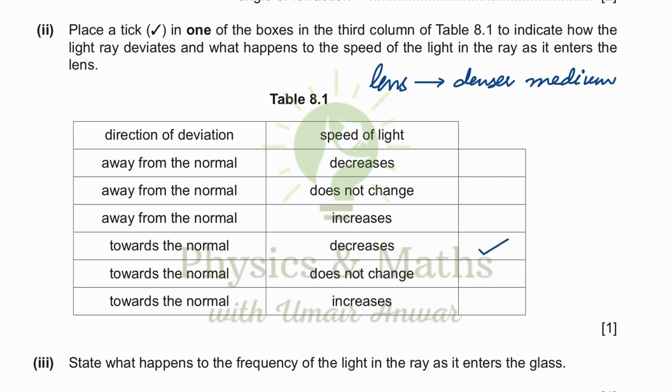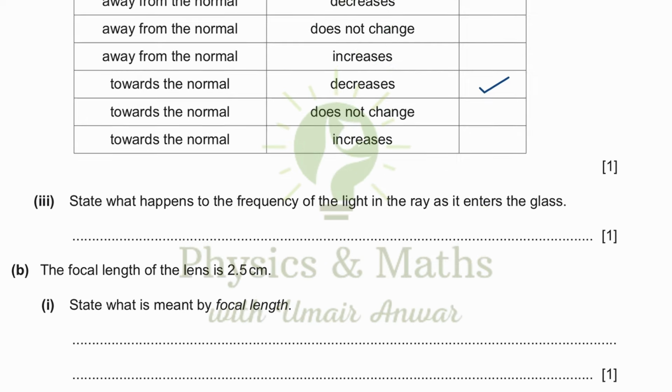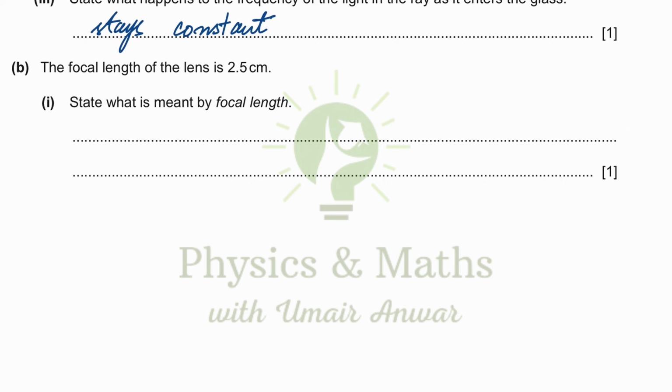State what happens to the frequency of the light in the ray as it enters the glass. So there is no change in the frequency. It stays constant. The focal length of a lens is 2.5 centimeter.